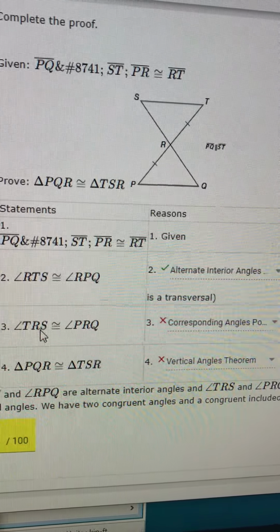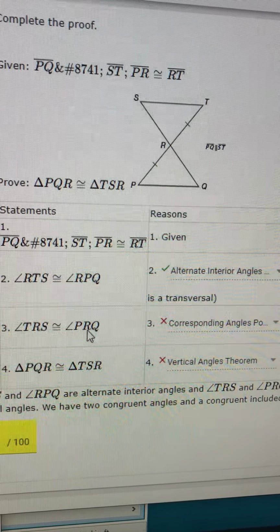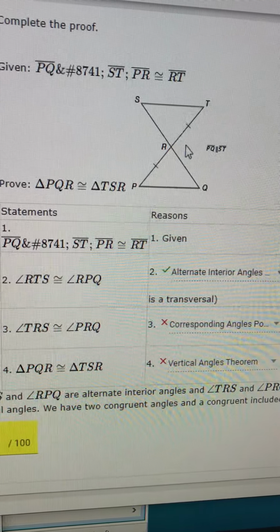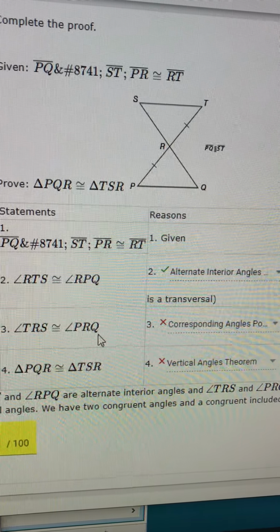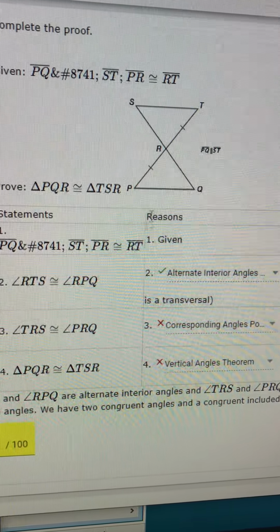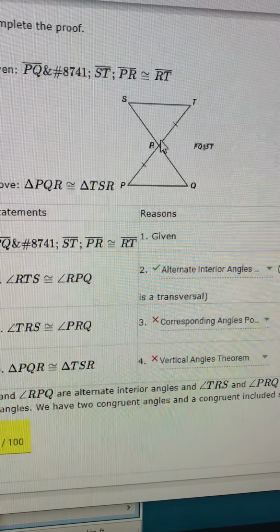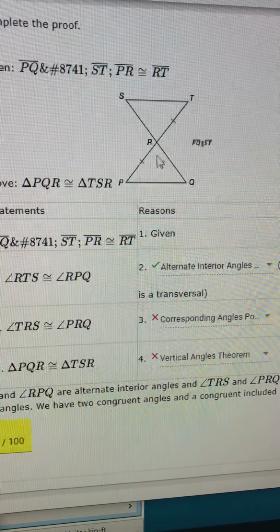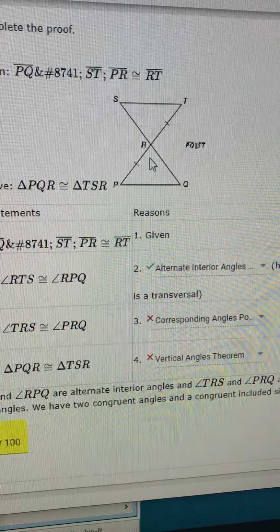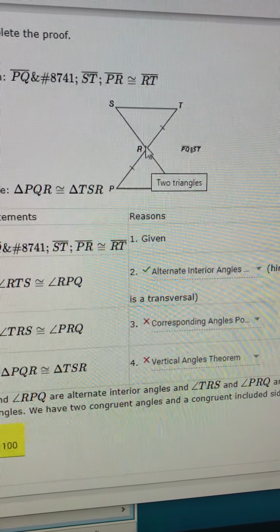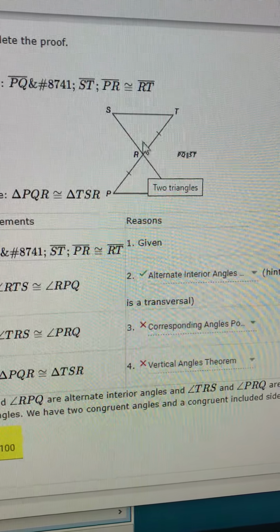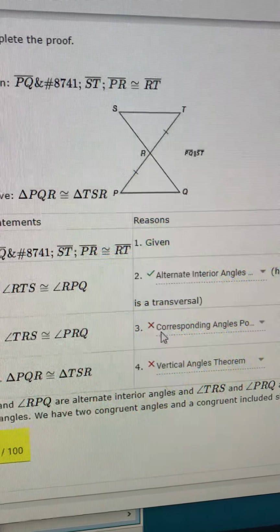Let's look at the middle here. The middles are R and R. So TSR means it's the top one, and PRQ means it's the bottom one. So it's these two angles that make the X. Those are vertical angles right there when they make the X. Opposite sides of the X are vertical angles.